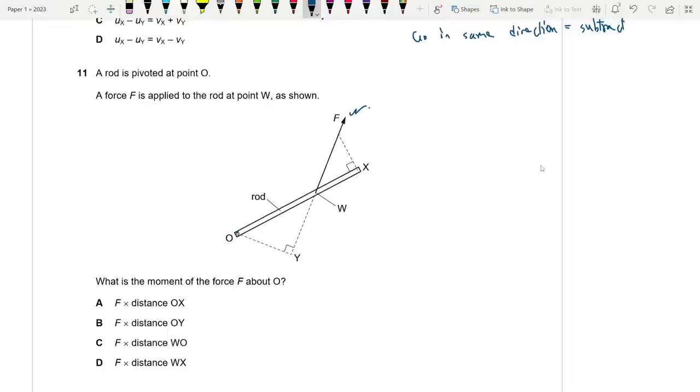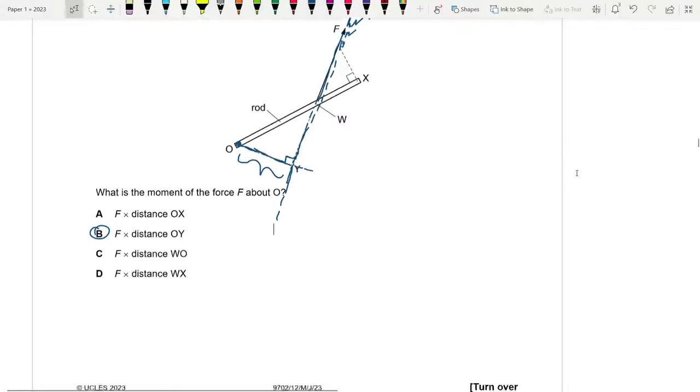It has to be perpendicular from the pivot O. As you can see, we cannot take this distance over here because it is not perpendicular. We need to take this distance because if you look at the direction of the force, it is 90 degrees as shown. So it should be force F times OY, which is why I'm going to go for B. This is really important. You have to consider the pivot and the line of action of the force. So just extrapolate the force and then find the shortest distance from the pivot, and that will be your perpendicular distance, all right?